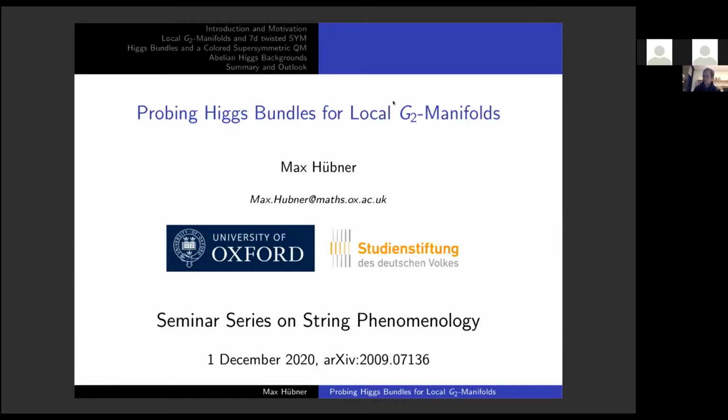So as Cody just said, today I'm talking about how to probe Higgs bundles for local G2 manifolds using A-colored supersymmetric quantum mechanics. This is work done in Oxford, and it appeared on the arXiv under this number.